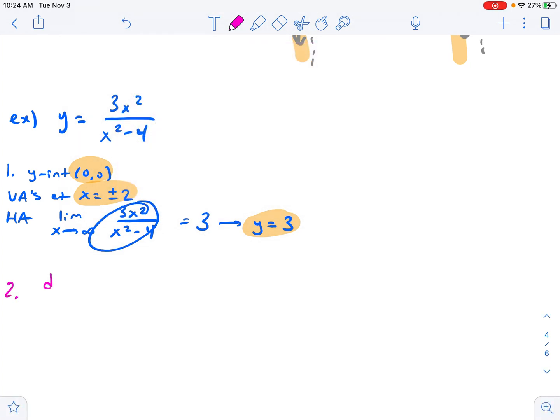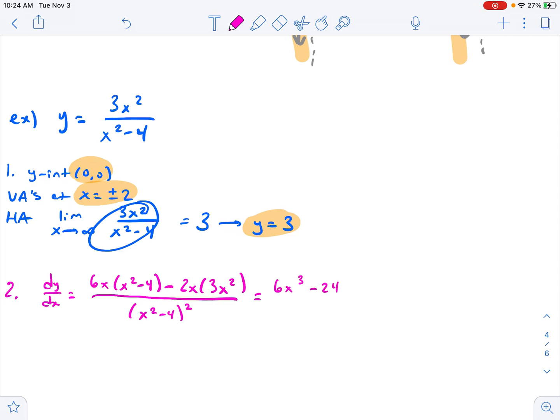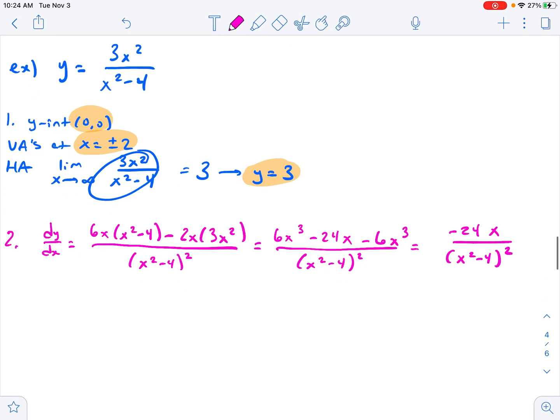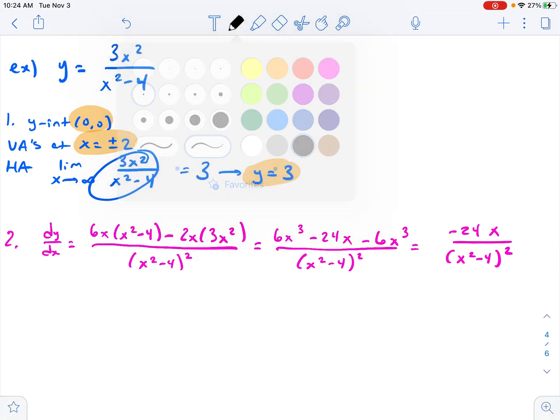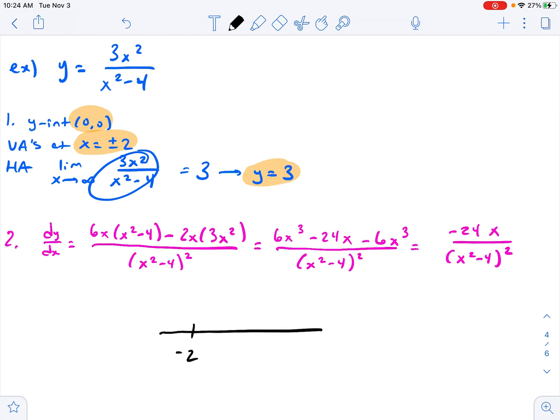Okay, first derivative using quotient rule: derivative of the top times the bottom minus derivative of the bottom times the top, all over bottom squared. Clean it up. And that cancels out pretty nicely up there. And we get negative 24x over the denominator squared. Okay, so that will equal 0 at 0, and will be undefined at plus or minus 2.